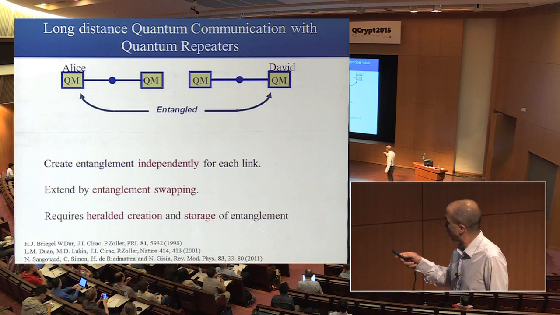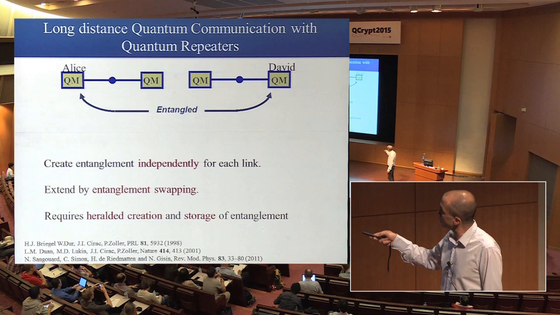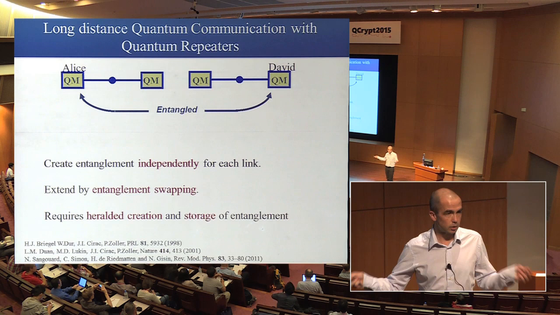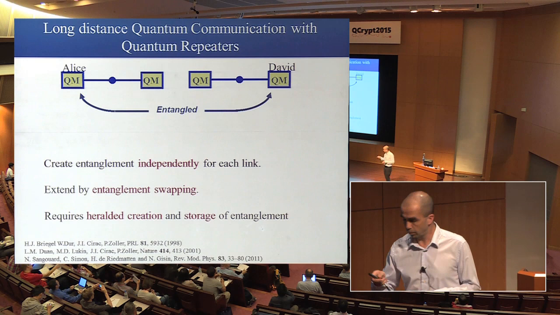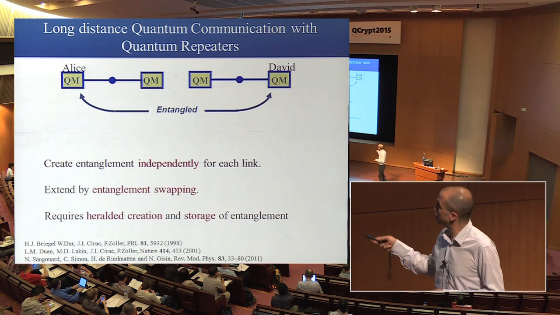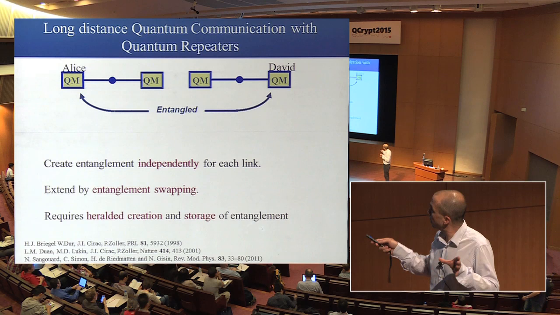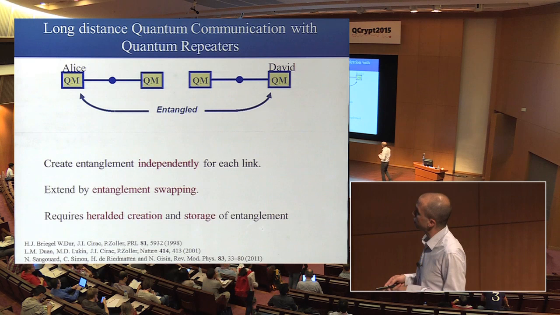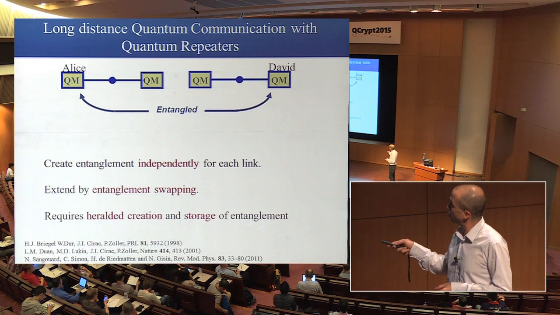The first one is that you want these links to be entangled independently. So what you have to know is that to create entanglement between distant memories, this requires sending some photons between the two memories, for example, and there will inevitably be some loss in the photon distribution. So the entanglement in the initial link is necessarily probabilistic. Now if you want to combine many probabilistic processes together and have them happen at the same time, this will not be very scalable.